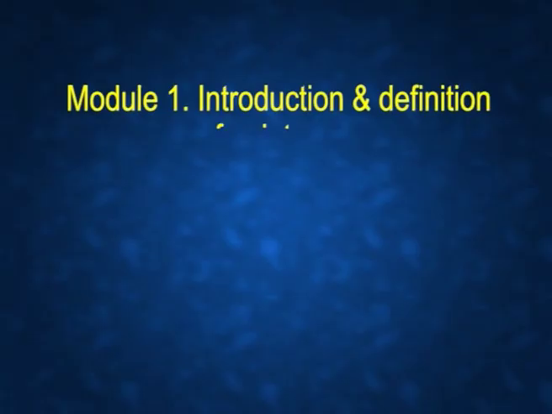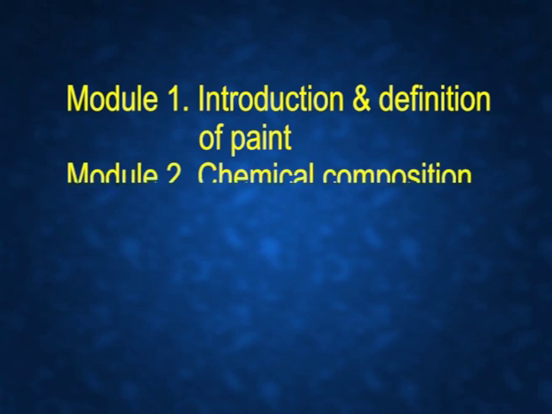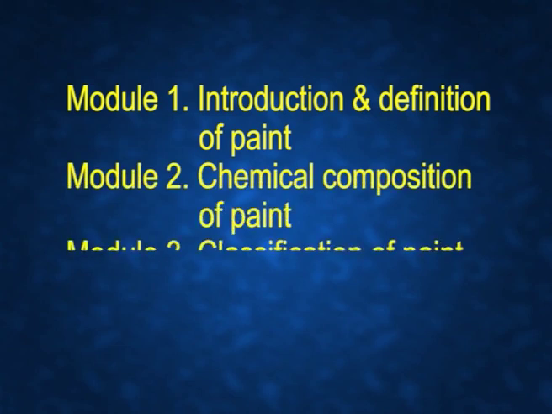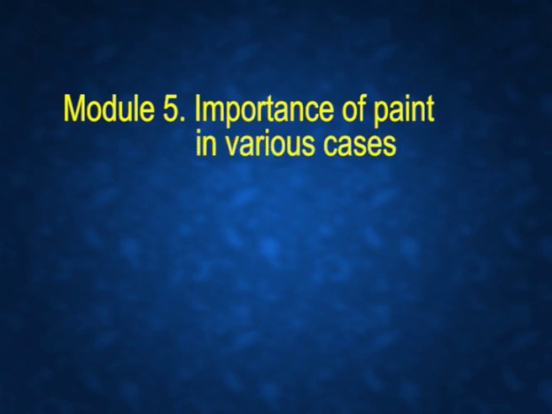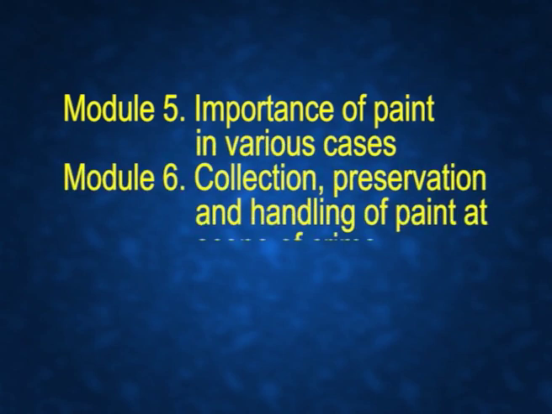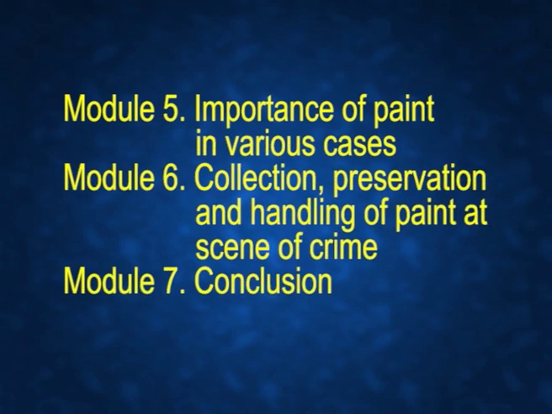Dear students, let's have a look at the modules which we are going to learn today. We will first do the introduction and the definition of paint, then we will come to the chemical composition of paint, then classification of paint and the class and individual characteristics of paint. What is the importance of paint in various cases? Collection, preservation and handling of paint at the scene of crime, and in the end we will conclude this lecture.